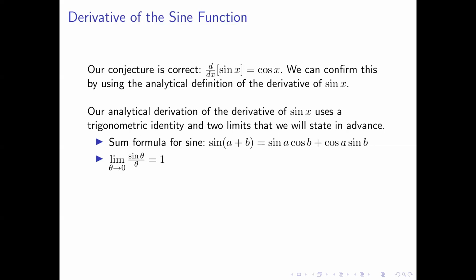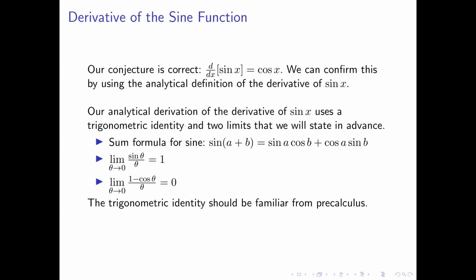We're also going to use this limit. The limit as theta approaches 0 of the sine of theta over theta is equal to 1. This is a limit we've seen earlier when we were studying limits. And we'll use one other limit, this one here, the limit as theta approaches 0 of 1 minus the cosine of theta over theta is equal to 0.